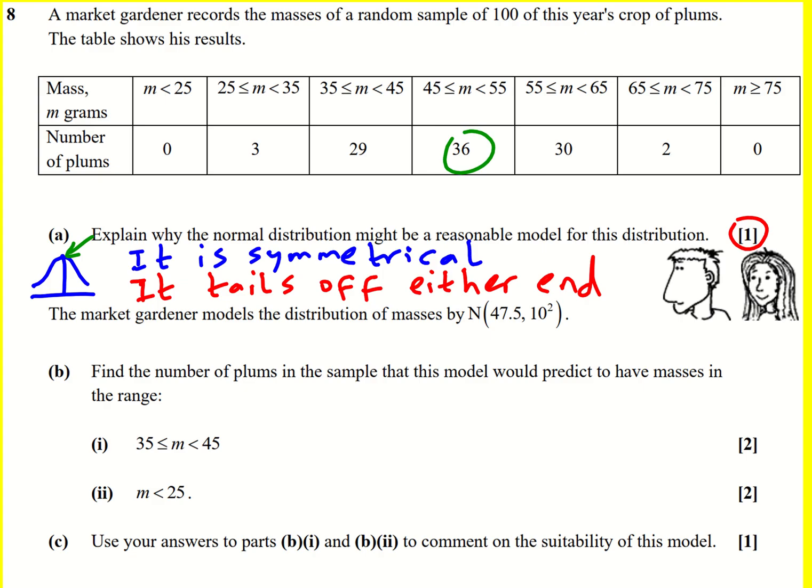Okay, so the gardener models a distribution with this normal distribution here. So that's a mean of 47.5. We're not being asked to check that, we're just being given it. And a variance of 10 squared, so a standard deviation of 10. Find the number of plums that this model would predict to have masses in the following two ranges. Note that the number of plums is 100, so we're going to get a probability, and we're going to times that by 100. Let's do that.